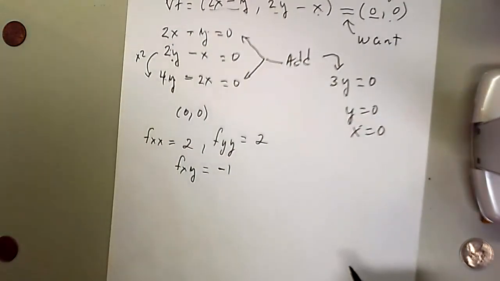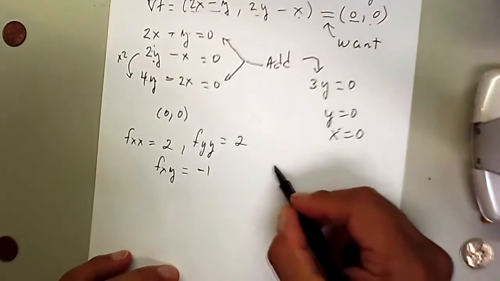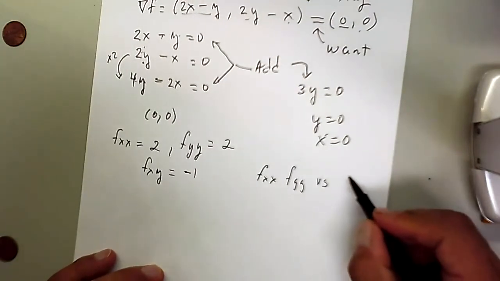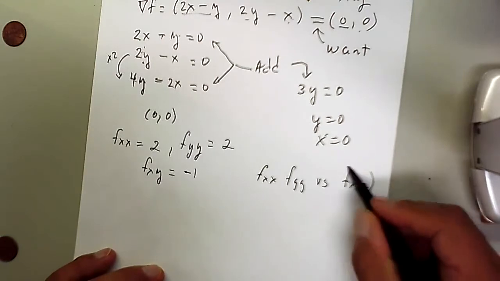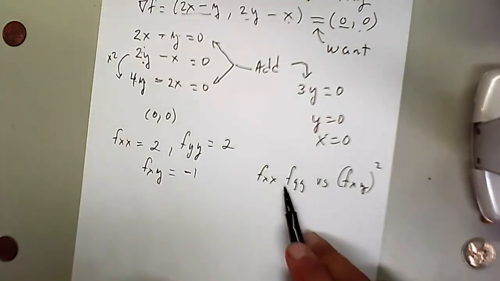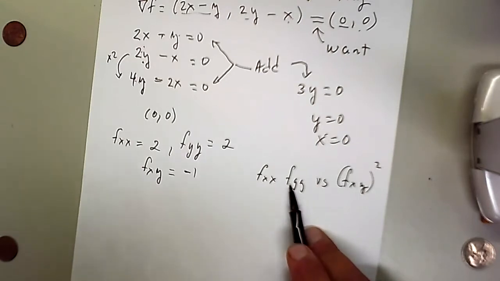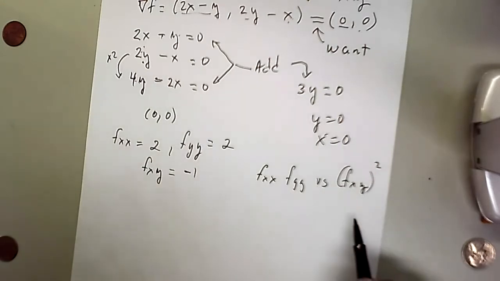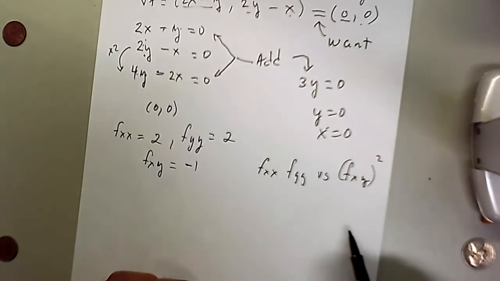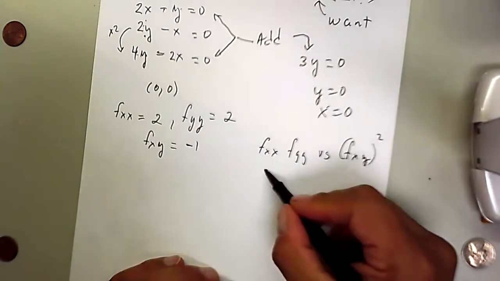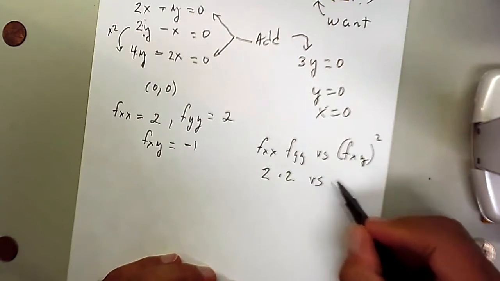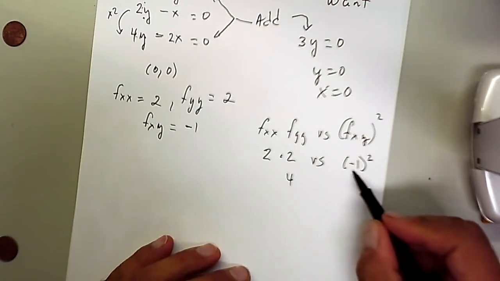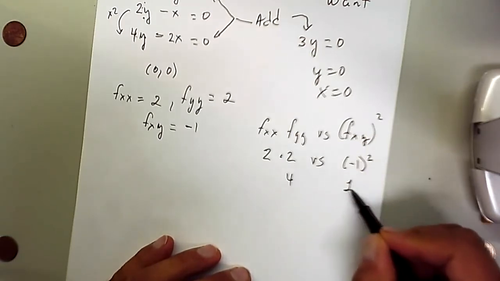So what we want to do is compare f_xx times f_yy versus f_xy squared. If this product is bigger, then we have a true concavity. If this guy is bigger, then we have a saddle point. If they're equal, then we don't know. So that's going to be 2 times 2 versus negative 1 squared. So that is, of course, 4. And this is negative, but then we're going to square it, so we end up with a positive number.